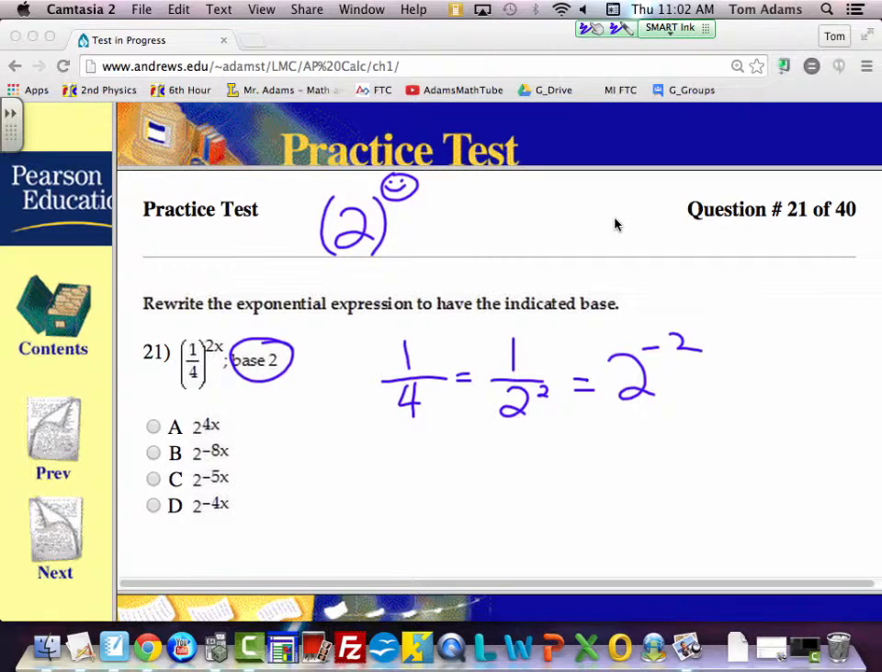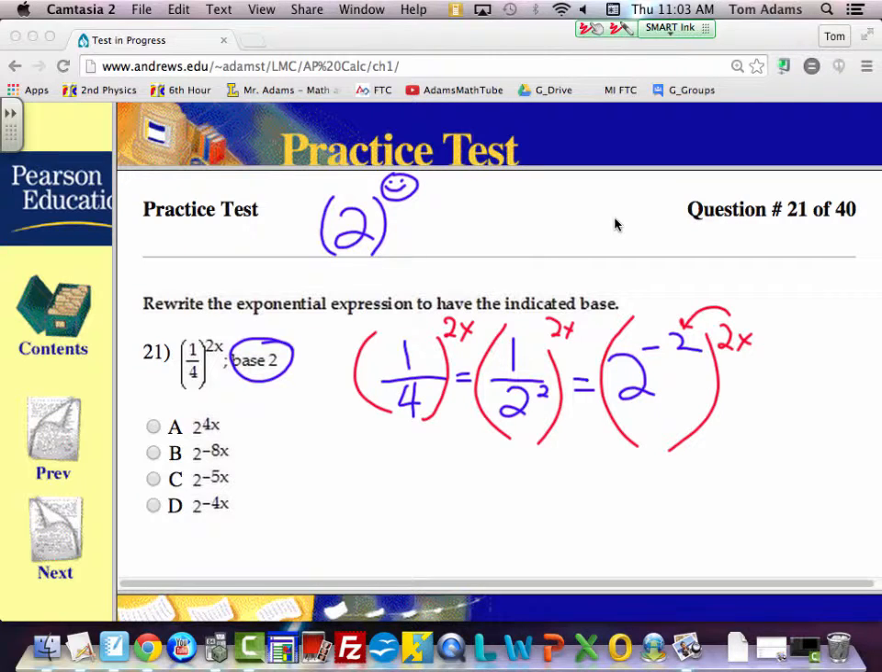Right? So then if I take this and I raise it to the 2x, that means that this has to be raised to the 2x, and that this has to be raised to the 2x. However, I could simplify it a little bit. What do I do with these two numbers? Multiply them. So what is your answer? D.